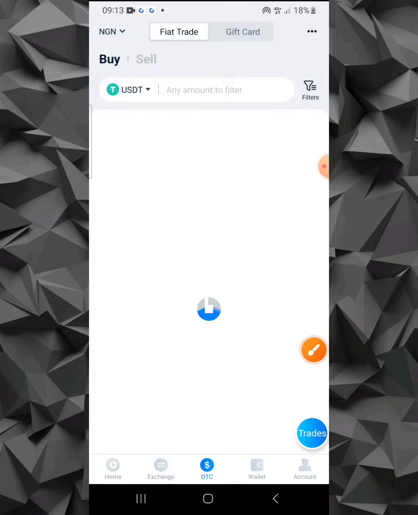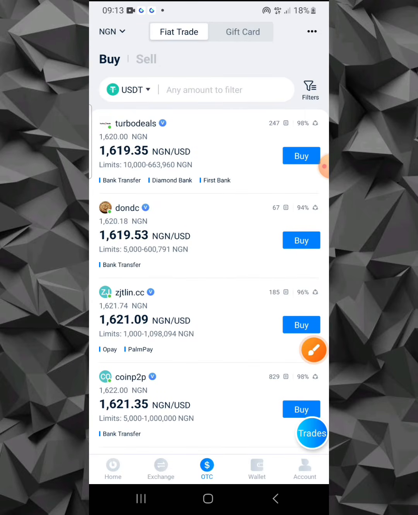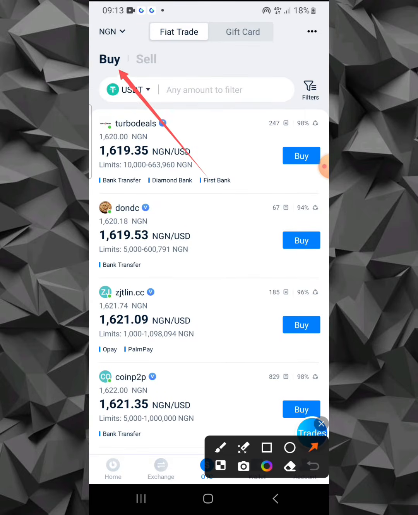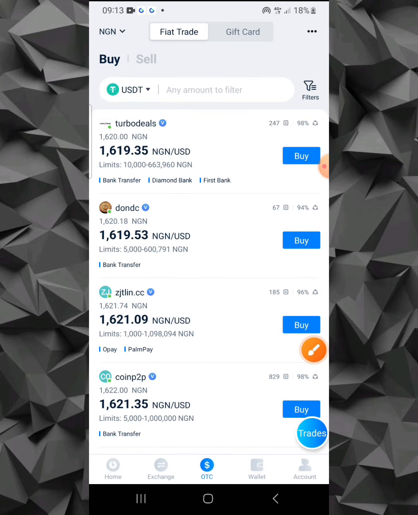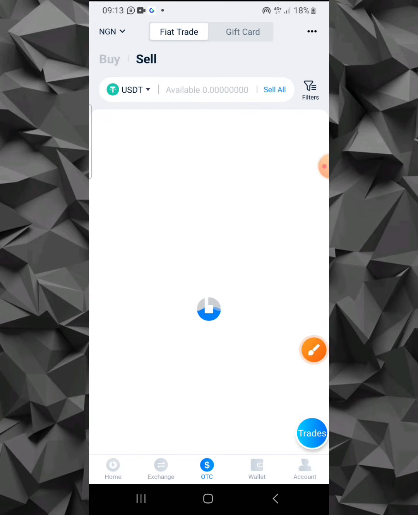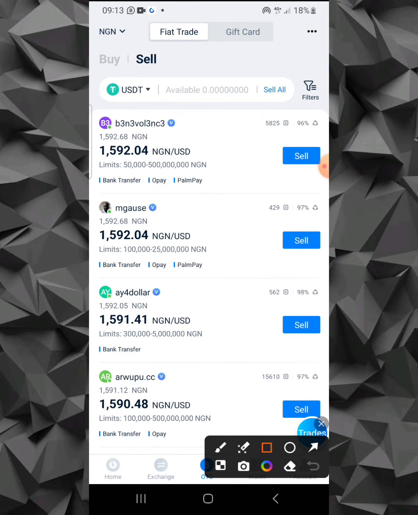Now we'll come here to the USDT, let's see the current rates. So you guys can see the current buy rate of USDT on Coincola, 1,619. Okay, you can see they are almost on the same level, okay? But the lowest right here is 1,619. Now we'll come here to the sell side. Let's see the price of USDT on the sell side. As you guys can see, the price is 1,592. You can also see 1,590. The more you scroll down, the more you find cheaper rates.